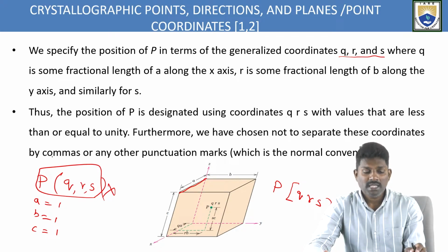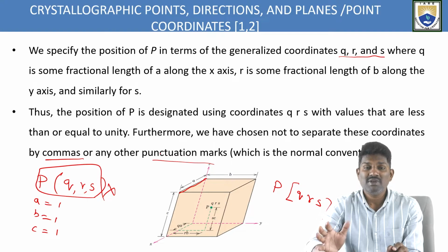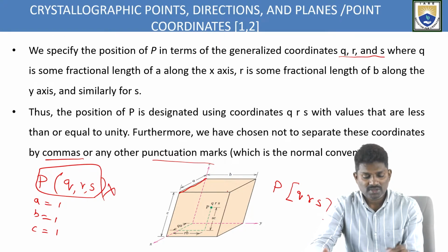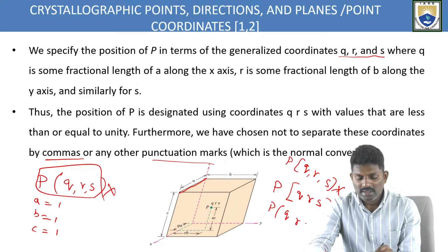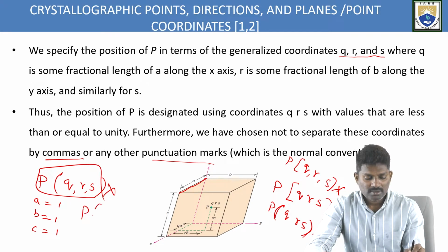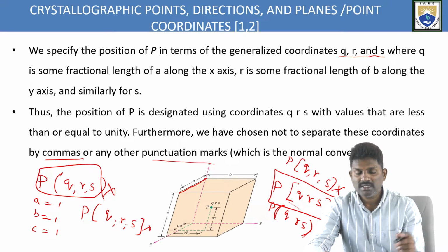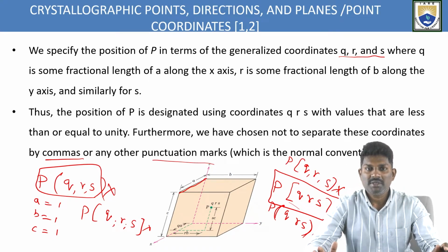So you should not keep commas or punctuation marks in between these coordinates. Suppose q, r, s with commas, this is the wrong representation. Q r s in other brackets is also not correct. This is also not correct. The representation is the square brackets with these coordinates. We should not separate them by any commas or punctuation. This is how you have to represent the position of the point P in the crystallographic directions.